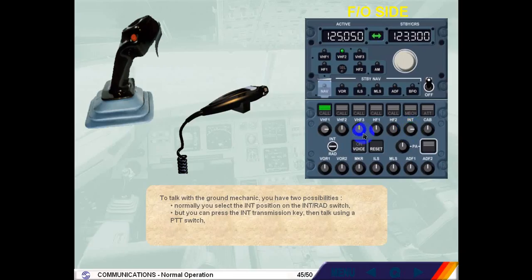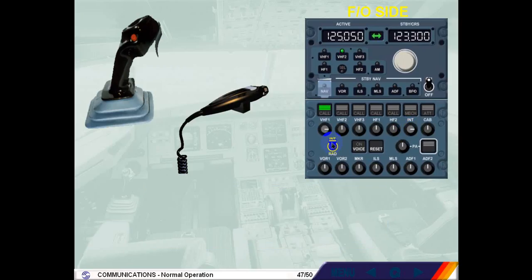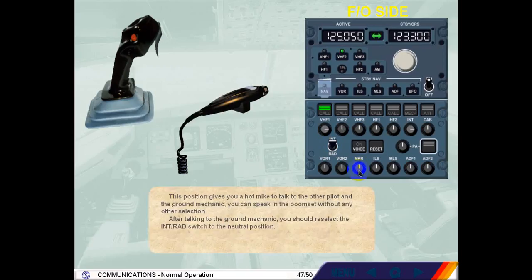Select the INT radio selector switch. This position gives you a hot mic to talk to the other pilot and the ground mechanic. You can speak in the boom set without any other selection. After talking to the ground mechanic, you should reselect the INT radio switch to the neutral position. Select the neutral position on the INT radio switch.